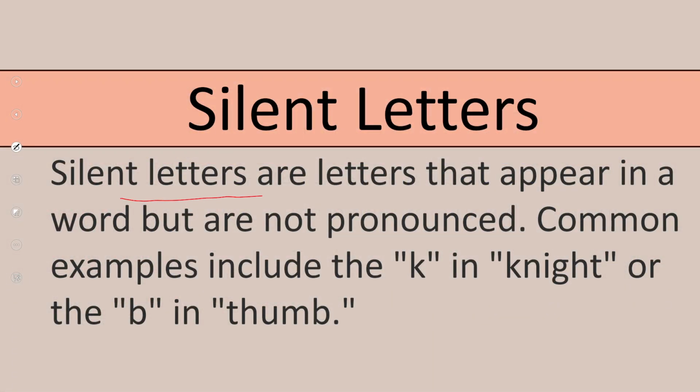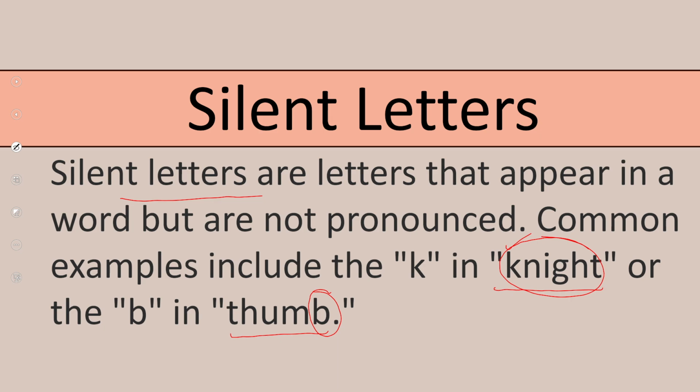Silent letters are letters that appear in a word but are not pronounced. For example, in the word night, or the letter B in thumb. First, let's see. It is pronounced as night, not knight, because K is silent, and a knight is related to a warrior, somebody on the horse with an armor on. He is a knight. And the one with the good night is N-I-G-H-T without the letter K.